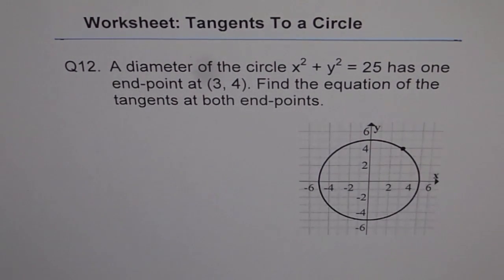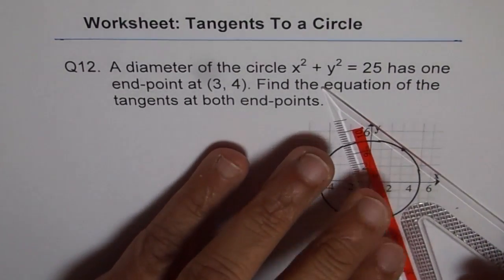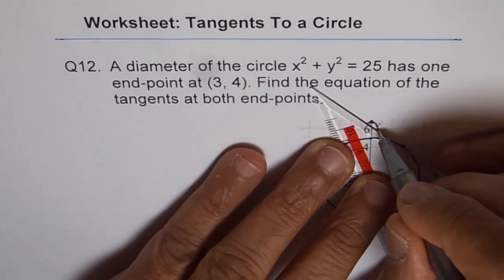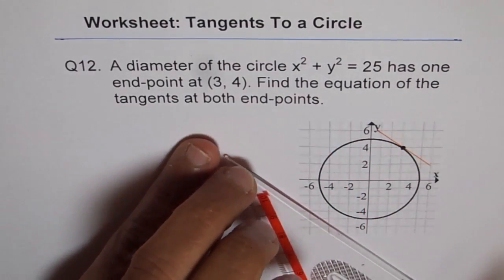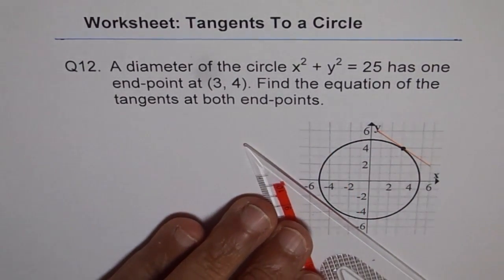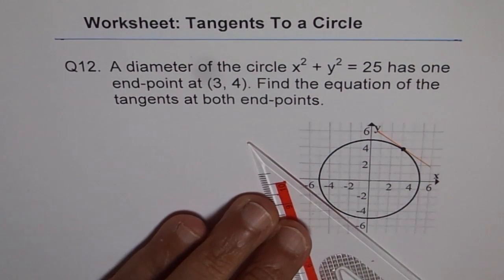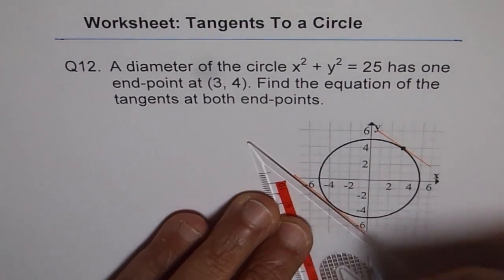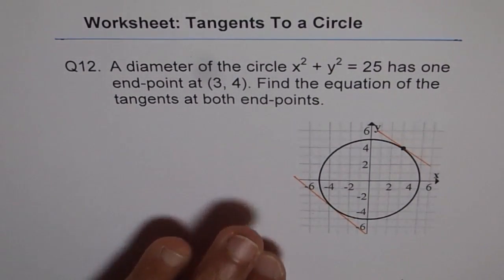So that means you want to find the equation of a tangent here to this endpoint, and to the other endpoint. The other endpoint will be somewhere here. So the first part is you have to figure out what the other endpoint is. That is one part. Second is to find the equation.